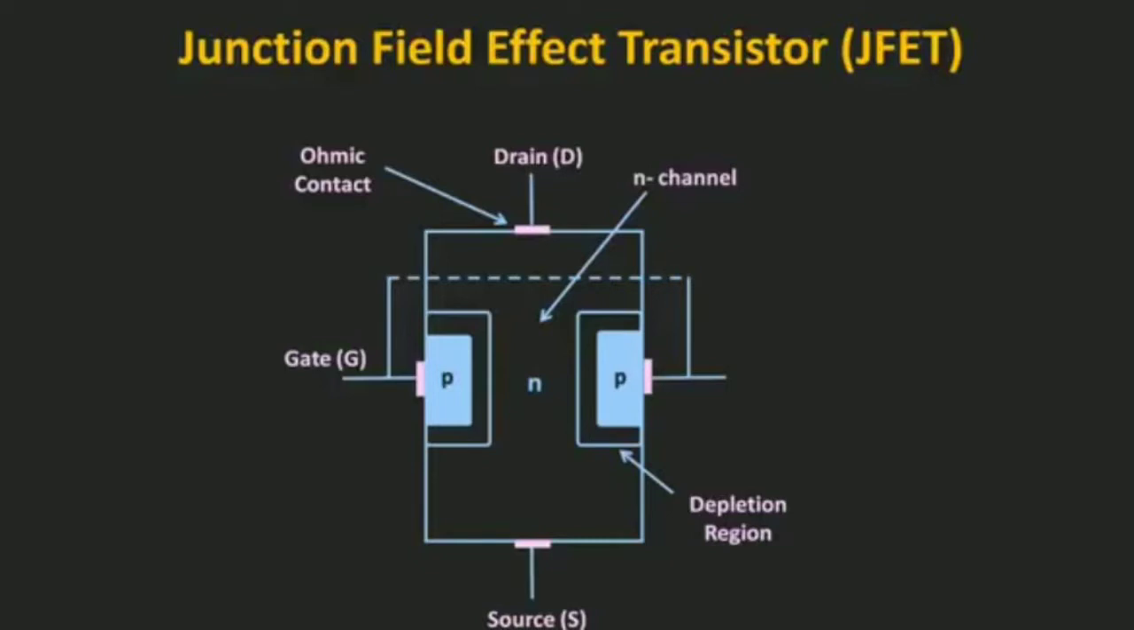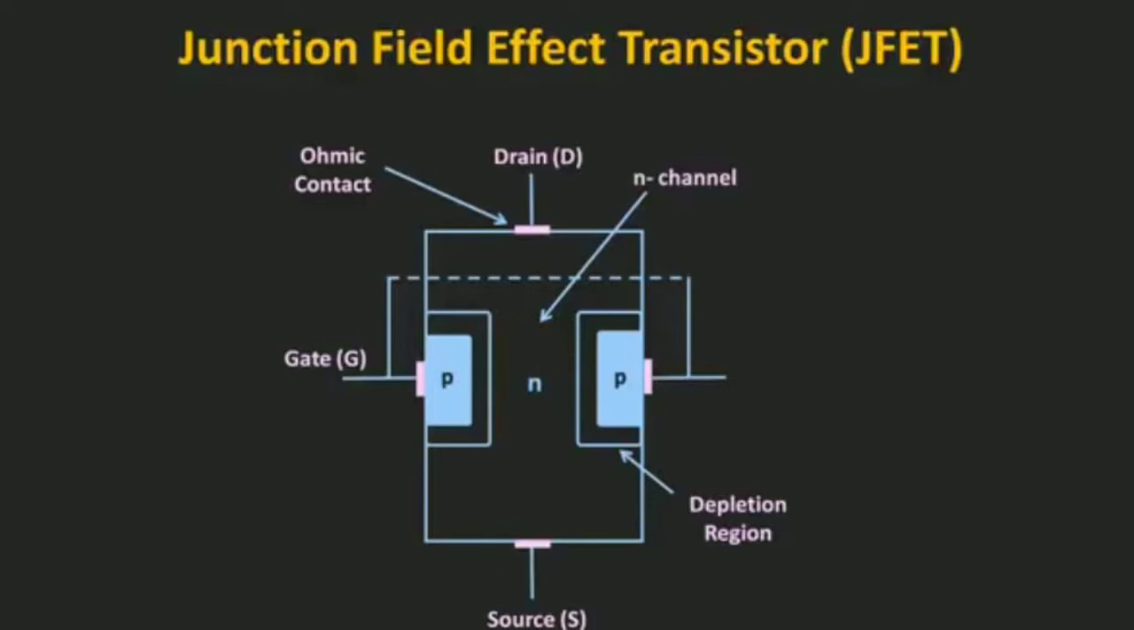Today we'll be studying JFET, that is junction field effect transistor. There are two types of transistors basically, that is bipolar and unipolar. JFET comes under the category of unipolar transistors. So what is exactly unipolar? In such devices, the current conduction takes place only due to one type of carrier, that is, either due to holes or electrons. Whereas in BJT, the current conduction takes place due to both the carriers, that is, electrons and holes.